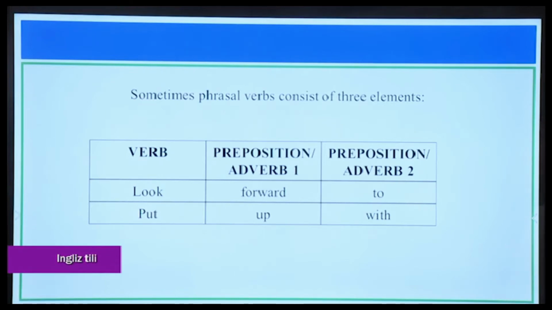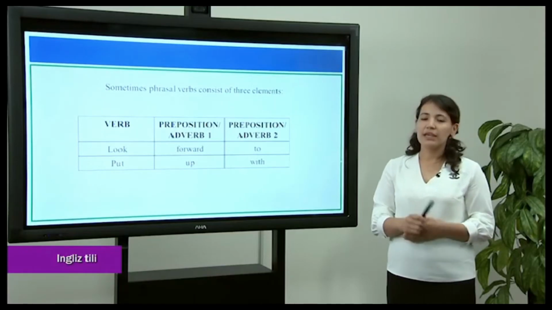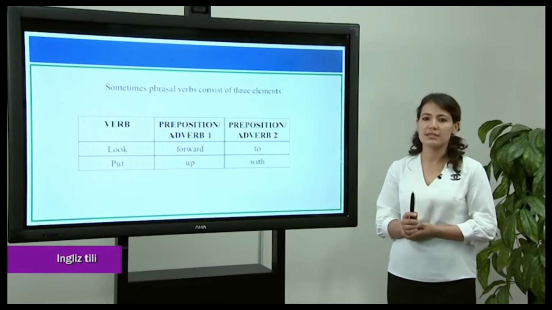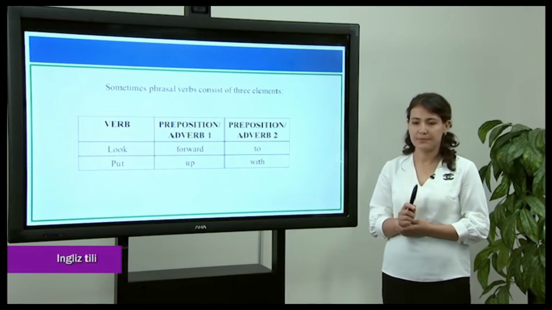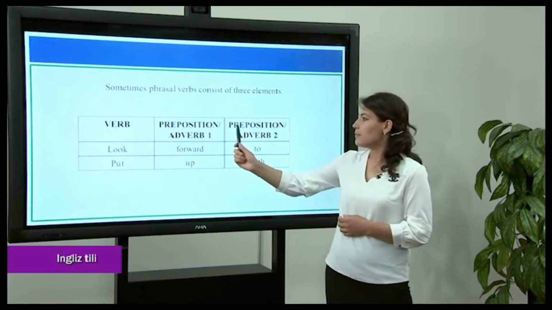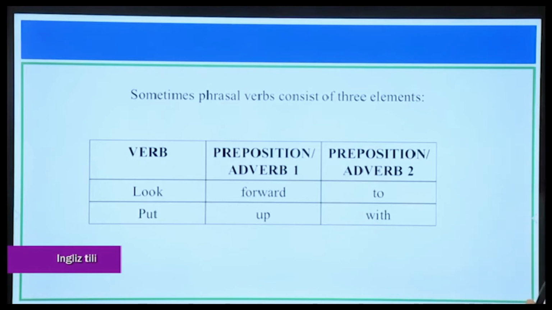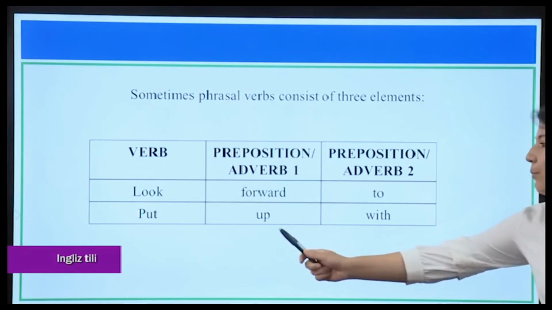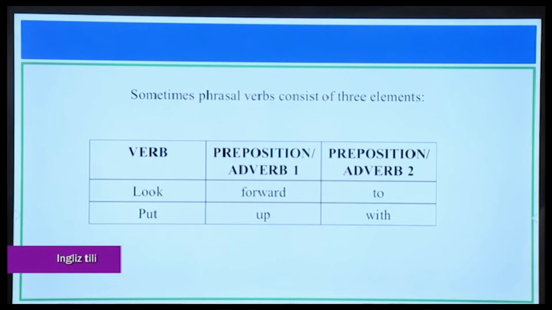And also, it would be better if we remind our pupils that sometimes phrasal verbs consist of three elements: verb part, preposition or adverb 1, and preposition or adverb 2. For example, look forward to, put up with, or maybe drop in on, and so on. Because our pupils shouldn't be frustrated when they meet such kind of structure.